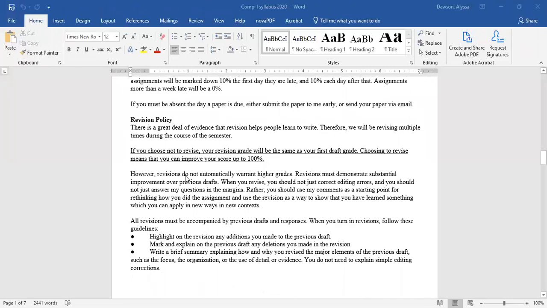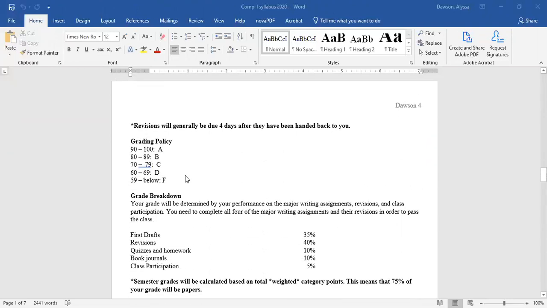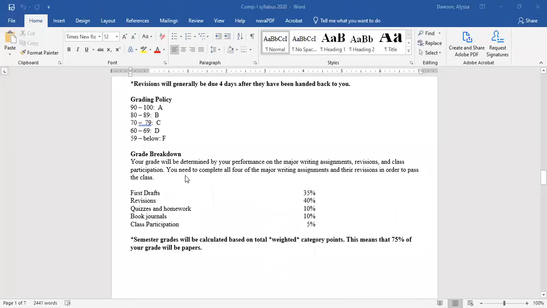In comp, you get to revise all of your papers, or none of them. Revision is always a choice, but they are 2 separate grades, okay? If you look in the grade breakdown, first drafts are worth 35% of your grade. So you work on your first draft. I mean, it's done when you turn it in, but it's the first time you've looked at that paper. You'll get it back with comments and ideas for revisions, and that revision is worth 40%.